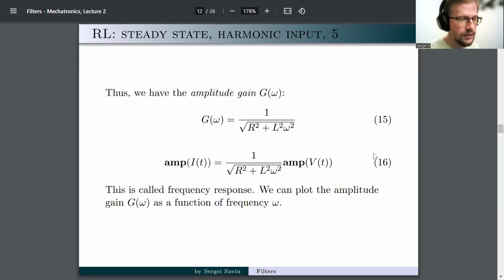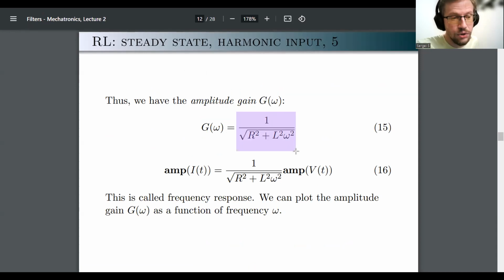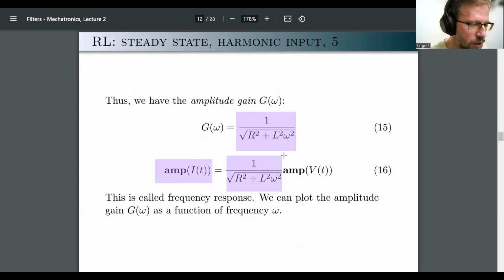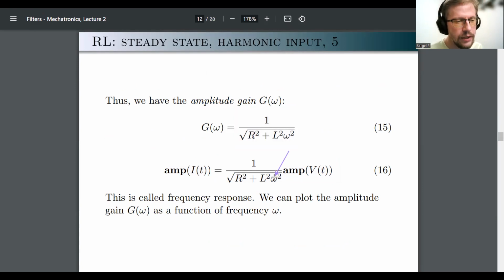Okay. Right. Now, what we found is called amplitude gain. So this thing here is how the amplitude of the voltage is increased or decreased by passing through the filter and getting current outside. So the amplitude of the current is amplitude gain times the amplitude of the input. And this is called frequency response. Why? Because this guy here is a function of the frequency. So we can see how the gain changes with different frequencies. And we can plot this gain as a function of frequency. We can analyze how it works, right?